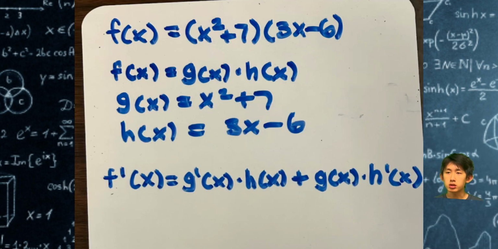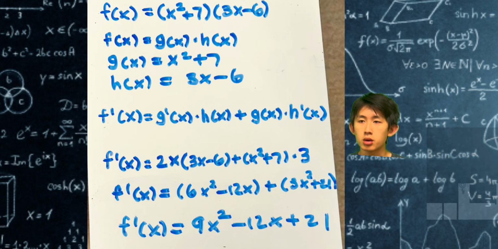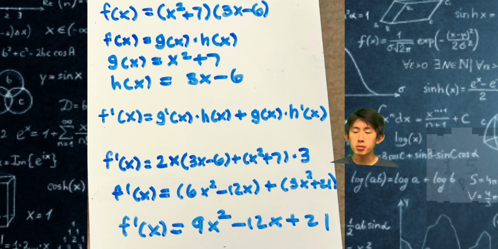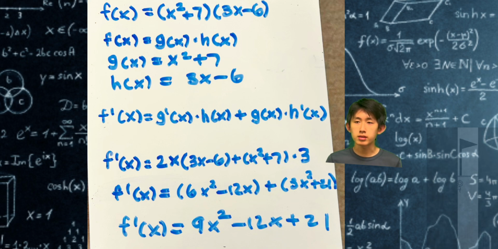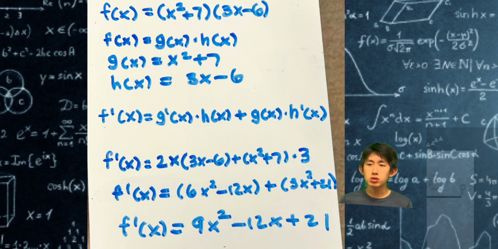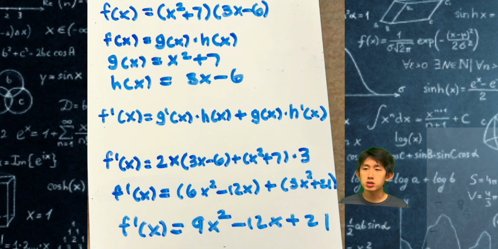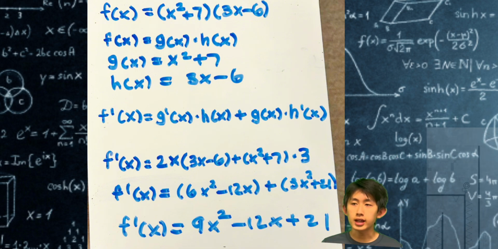Then we will use the general equation f prime of x equals g prime of x times h of x plus g of x times h prime of x. First, the derivative of g of x, which is g prime of x equals 2x. And then we have h prime of x, which equals 3. Once we plug into the original function and derivatives in the general equation, we get f prime of x equals 2x times 3x minus 6 plus x squared plus 7 times 3. Simplifying, we get 6x squared minus 12x plus 3x squared plus 21, which equals 9x squared minus 12x plus 21.